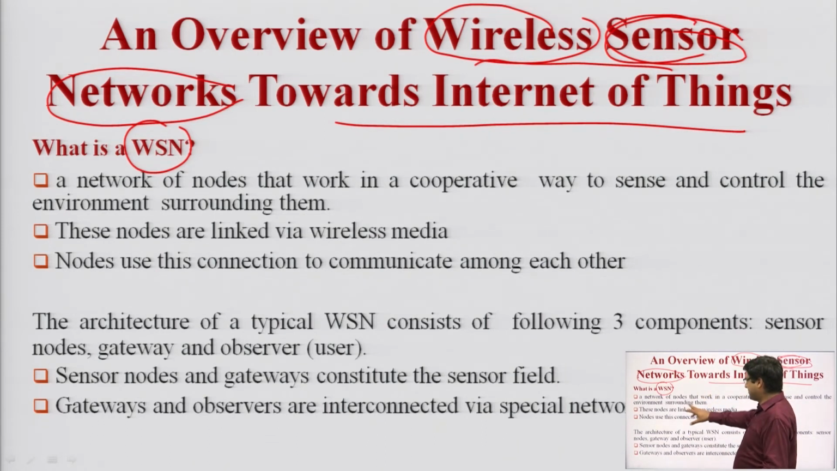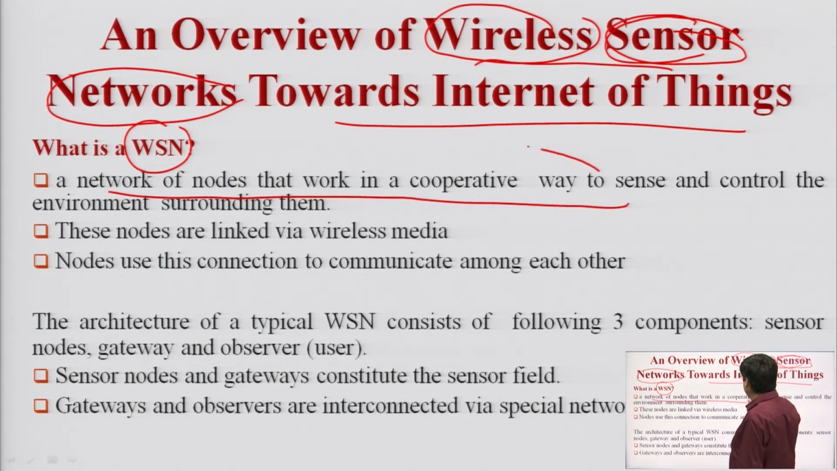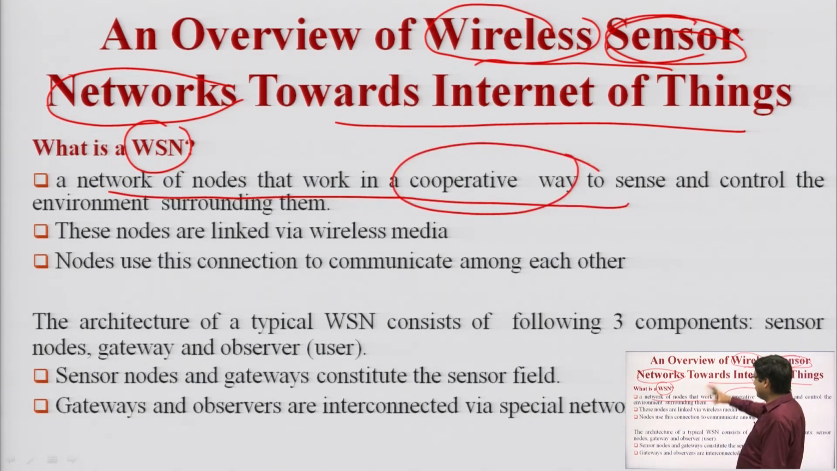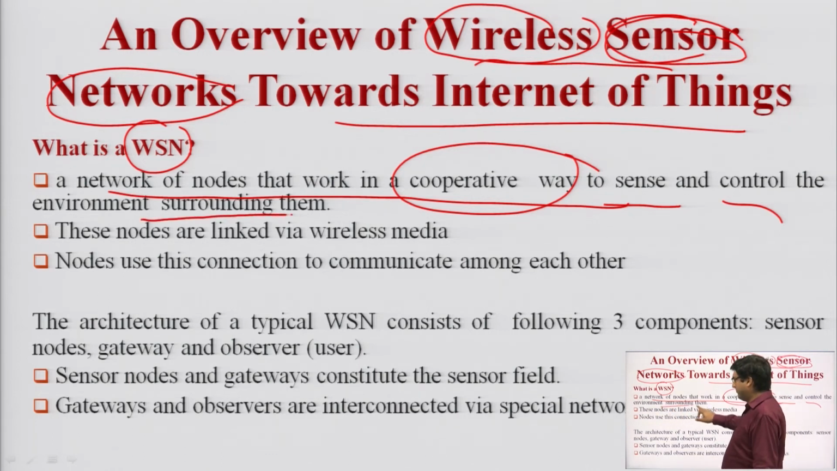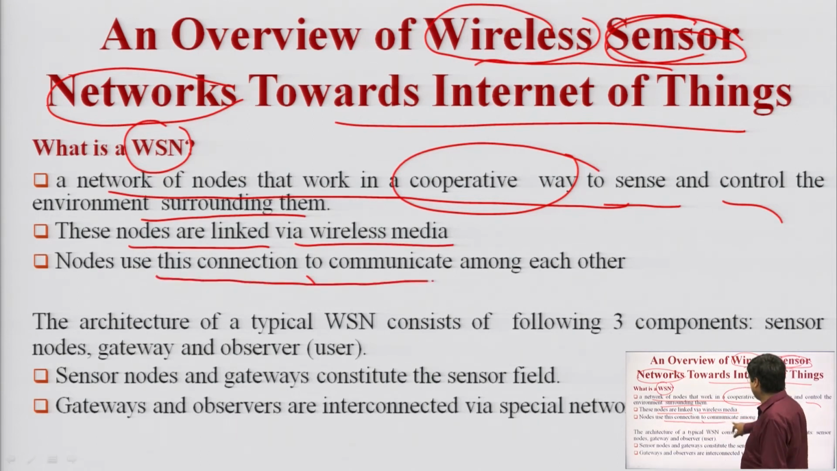We will take some examples. It is a network of nodes that can work in a cooperative way. Thus, the various types of sensors that we are using in a WSN all work in a cooperative way. They are able to sense the data and control the environment surrounding them. These sensor nodes are linked via wireless media. Nodes use this connection to communicate among each device.